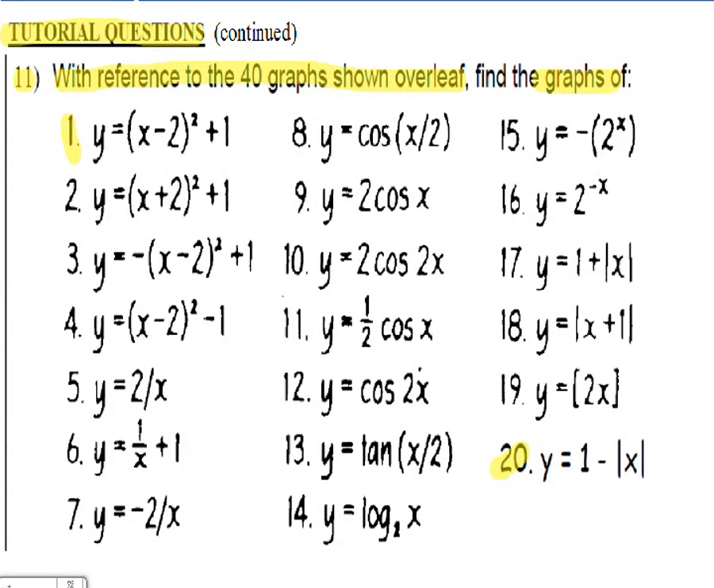I would encourage you to stop the video and attempt questions 1 through to 11 and the sub-questions shown here before reviewing the answers on the following slides. There are selected solutions also included.